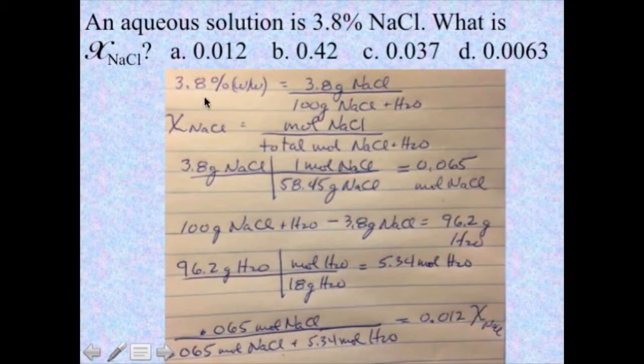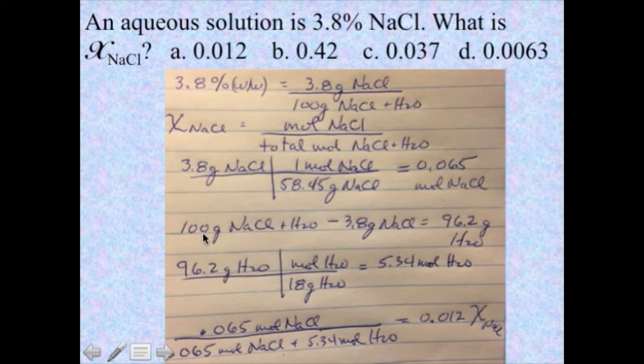So we're starting at 3.8%. And the useful unit there is 3.8 grams of sodium chloride per 100 grams of both sodium chloride and water. We want the mole fraction of sodium chloride, which is defined as the moles of sodium chloride divided by the total moles of sodium chloride in water. So we turn the 3.8 grams of sodium chloride into moles of sodium chloride.